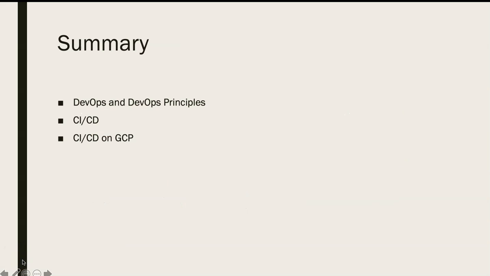So to summarize, we saw what DevOps is. We also saw what DevOps principles are and went through each of the principles. We also saw the CI/CD process. We also looked at what GCP tools and resources are available for the CI/CD process. So that's it for this lecture.